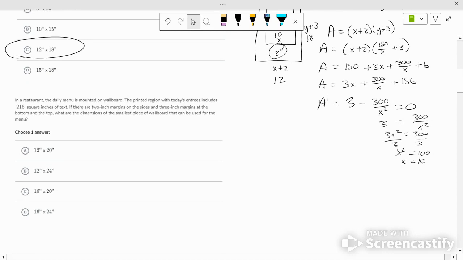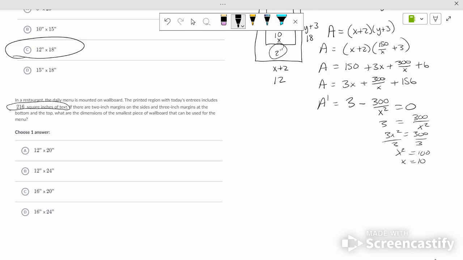Let's do the same type of thing. At a restaurant, the daily menu is posted on a wallboard. The printed region includes 216 square inches of text. There's 2 inch margins on each side and 3 at the bottom and top. So there's 216 inches of text here. This is X, this is Y. So there's 3 here, 3 here, 2 here, 2 here.